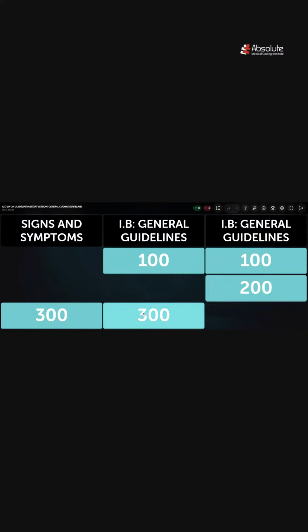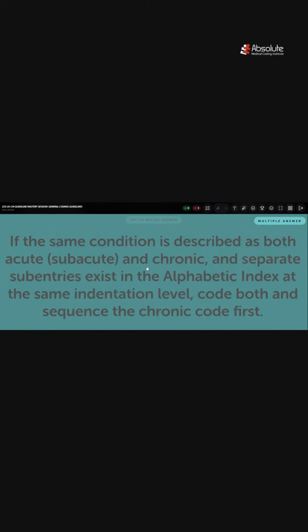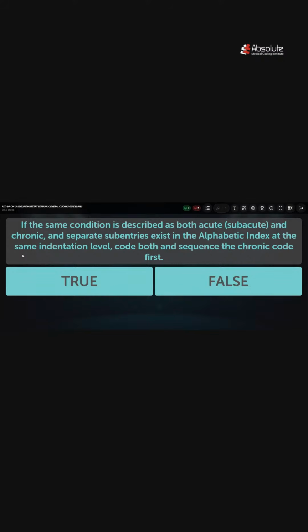We're going to move to let's do a 300. Oh, this is a long one. Okay. If the same condition is described as both acute or subacute and chronic, the separate sub-entries exist in the alphabetical index at the same level. You're going to code both and sequence the chronic code first. So if someone has like acute and chronic bronchitis, are you going to code them both and you do your chronic first? Is that true or false? What do you think? Let me know in the chat.